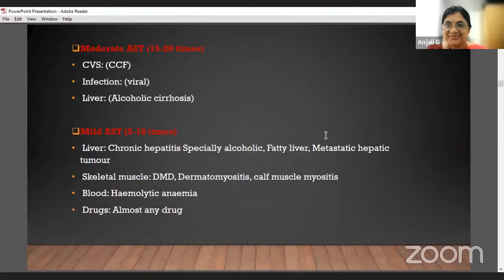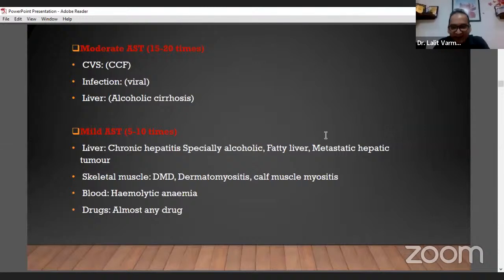Which liver? That was close. Then GGT. Yes, GGT. It's coming.